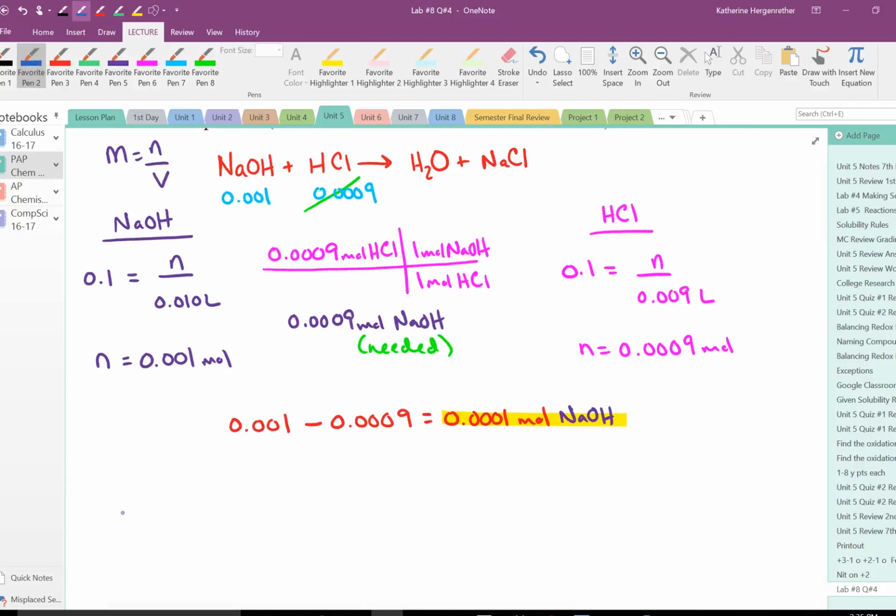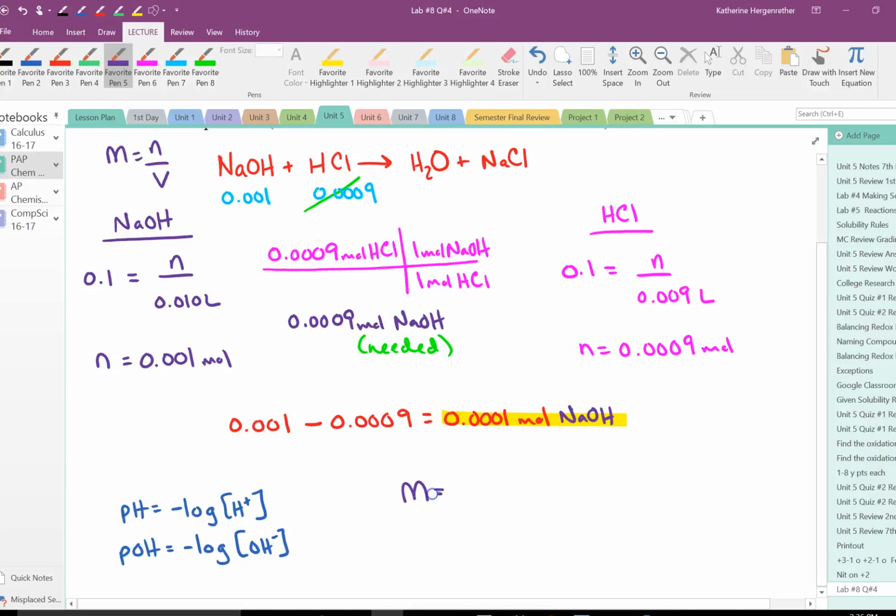So we learned that pH can be found from the negative log of the H+. But we don't have H+, we have OH. So we're going to have to use pOH, the negative log of the OH. However, those brackets mean it has to be concentration, which is molarity, and right now we have moles. So what we need to do is figure out the molarity. So we know that we have 0.0001 moles, but we need to know how much volume we have in order to figure out the molarity.